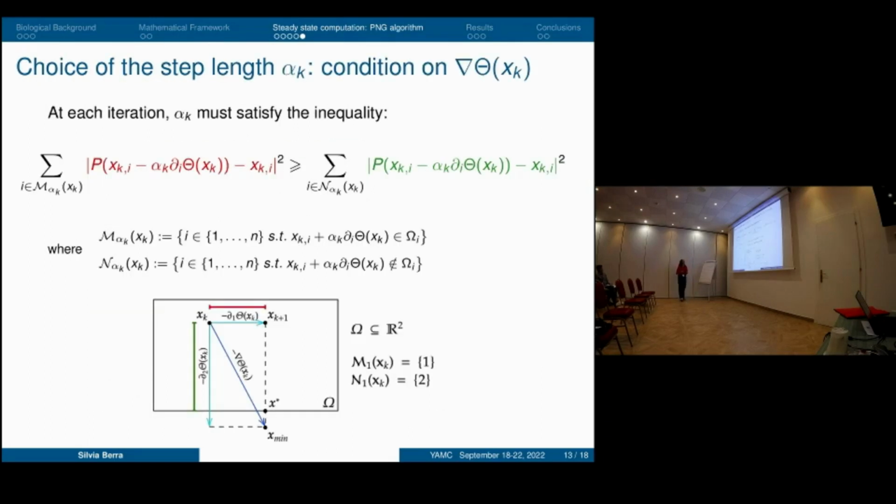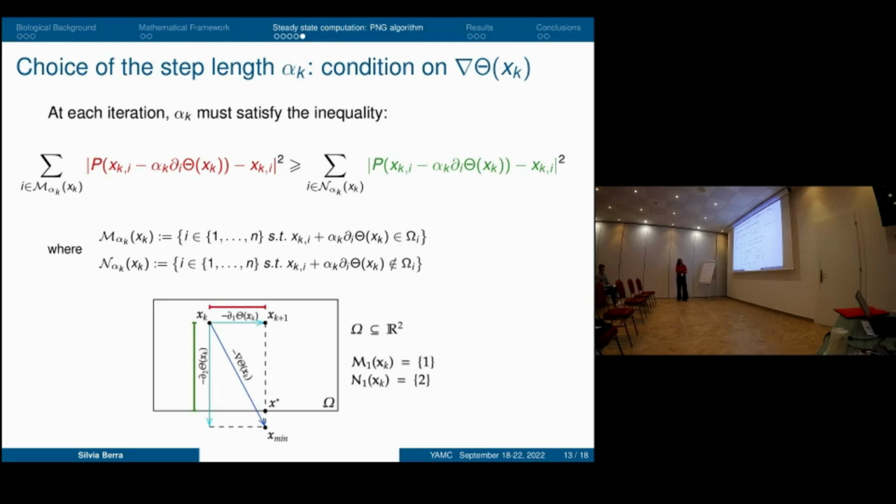And as regards the condition I was talking about before, so the condition on the gradient that must be satisfied for choosing the step length at each iteration when we apply only the gradient descent method, it is the following. It is not so easy, I think, to understand at first sight, but if we look at the image, we consider starting from a point xk, we move along the gradient descent direction. If here there is a minimum, probably we will go to this minimum, and then applying the projector, we would go back to this point.